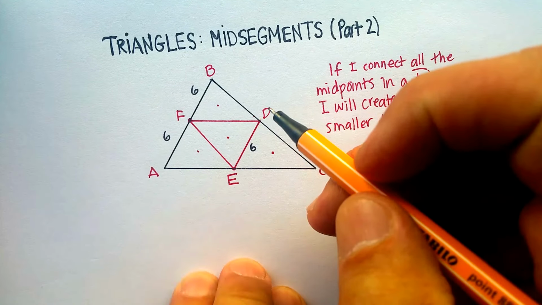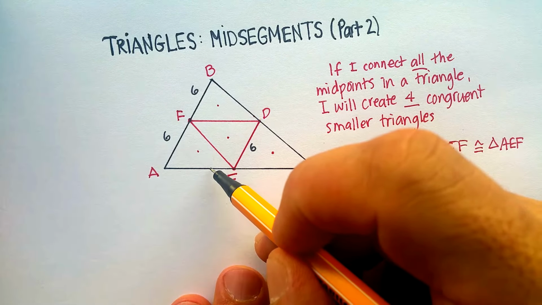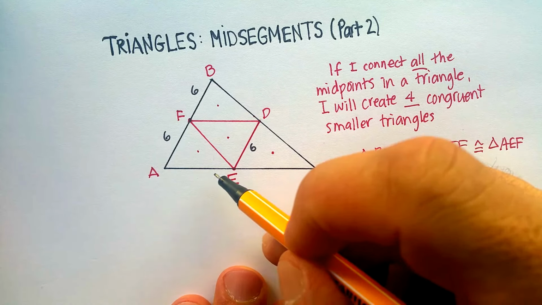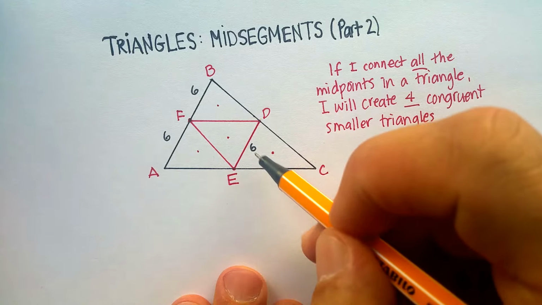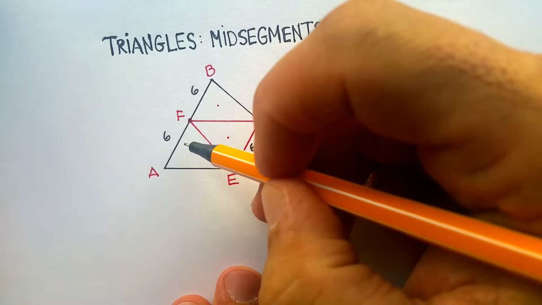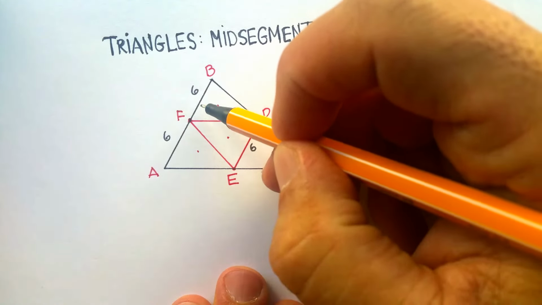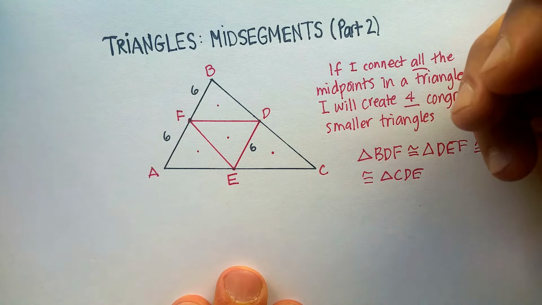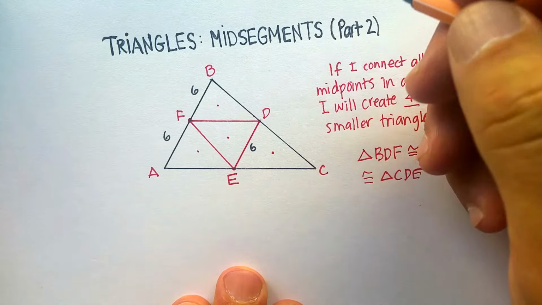Well, I do know, for example, that this angle and this angle and this angle form a straight line, so it's 180 degrees. Same thing with this angle, this angle, and this angle. Okay? And those all have corresponding sides.